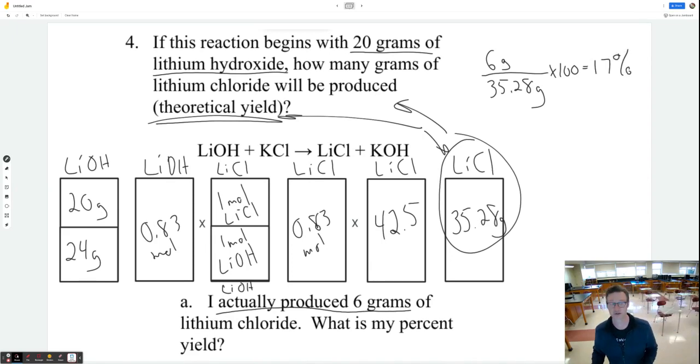So not a great percentage, but that is what it is. It can be anything between 0 and 100%. It shouldn't be 0, and it shouldn't be more than 100. But anything in between is fair game.